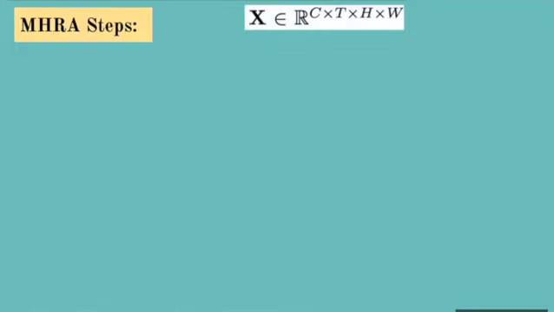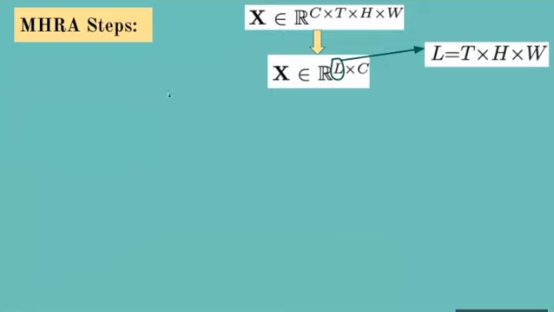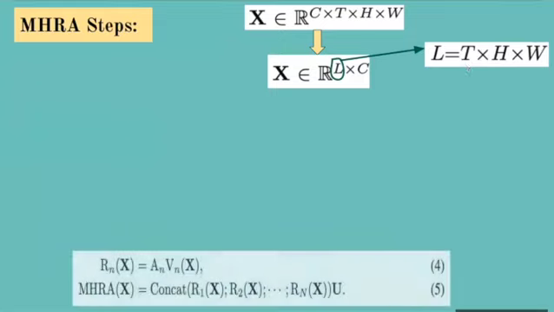So the steps are, we have an input, as you have seen before. It is changed into a sequence of tokens, not patches, sorry, sequence of tokens. Here L is the number of patches. So the number of tokens is basically a multiplication of the number of frames, the height and the width. Now here we have the main set of equations.